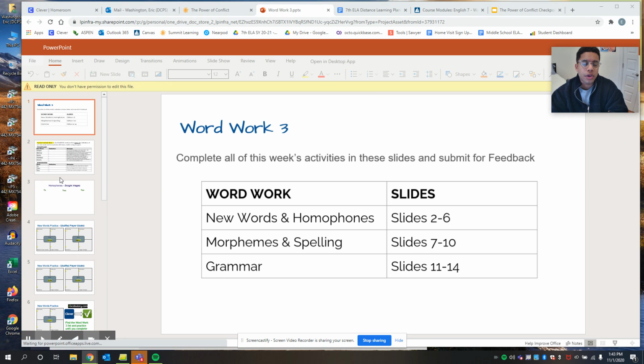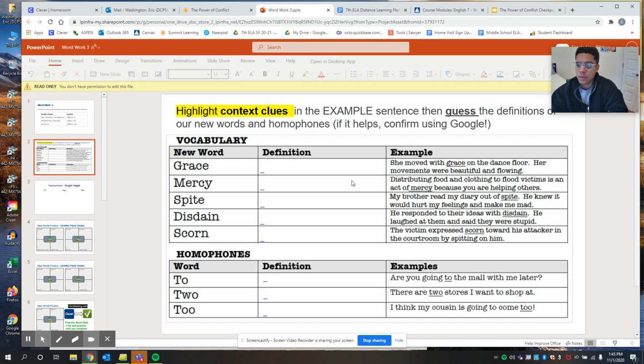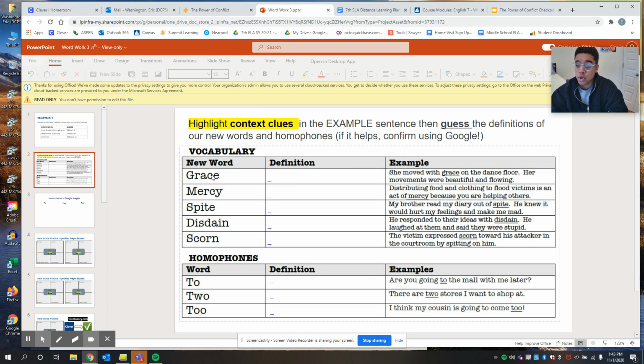All right, so for Word Work 3, again, we have our vocabulary words. Just like in Word Work 2, you read the sentence and then you give your guess on what you believe the word grace to mean right here. You would type that in where it says definition. Then you look up the actual definition. If it matches up with your definition, just keep your definition. If it's very different than your definition, then copy in the correct definition for each vocabulary word.